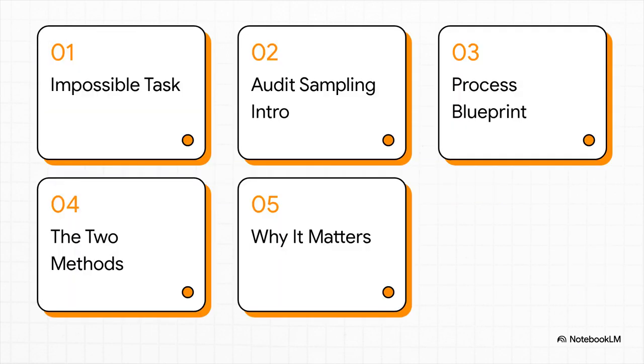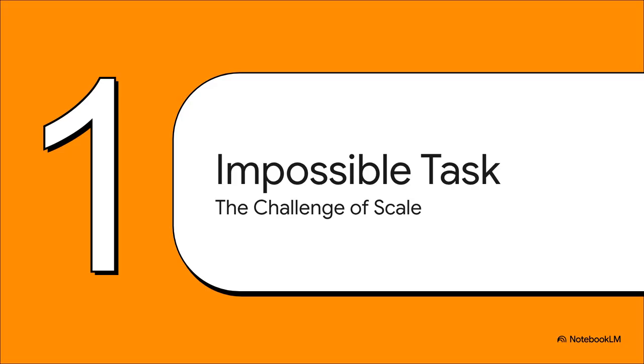All right, so here's our game plan. We're going to start by really digging into that huge challenge auditors face. Then, we'll introduce the clever solution, audit sampling. After that, we'll break down the step-by-step blueprint of how it's done, look at the two main methods an auditor can choose from, and finally, we'll wrap it all up with why this whole thing is so important for all of us.